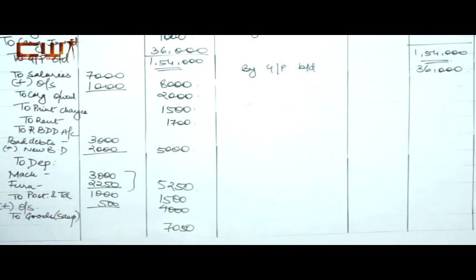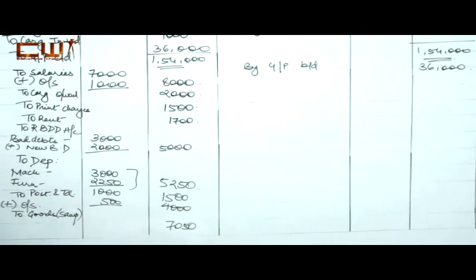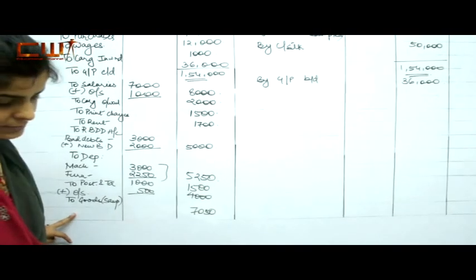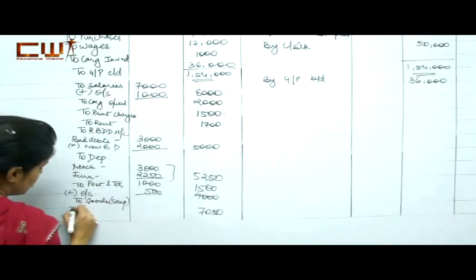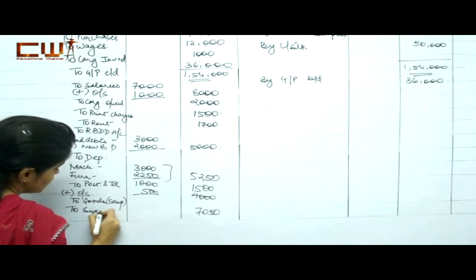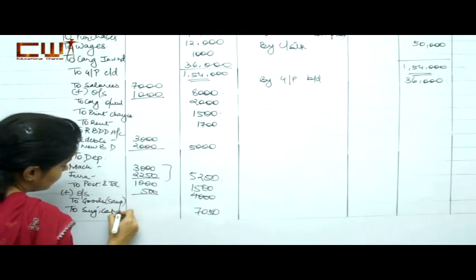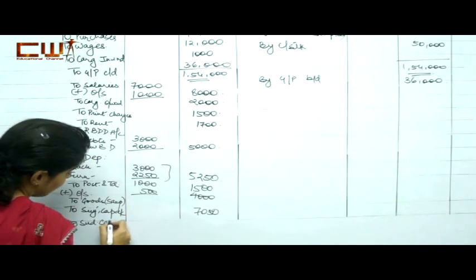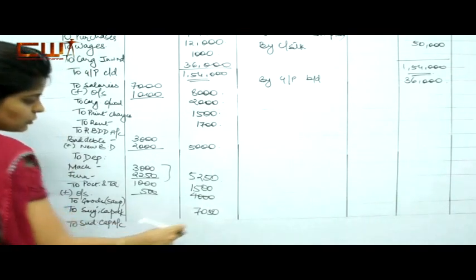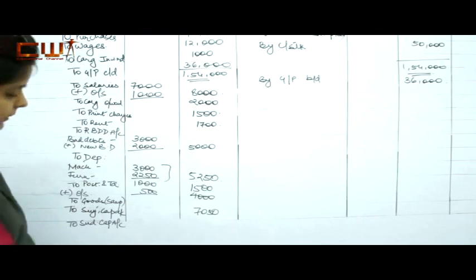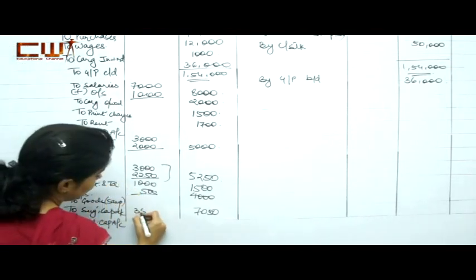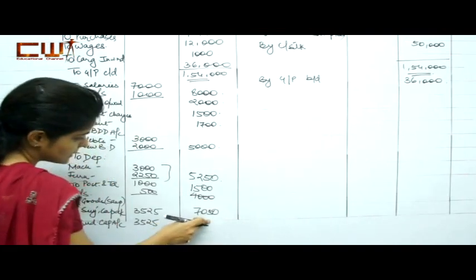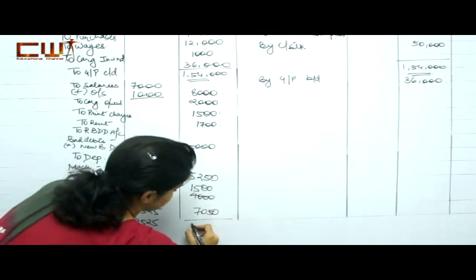Now what you will do with this balance, you will divide it in the ratio that's been given. Nothing is given means equally. So divide between the two partners, that is Suyash and Siddesh. So to Suyash's capital account and to Siddesh's capital account, right? 7050 divided by 2 will give you 3525. 3525, right? So this is 7050. Equalize it and close it.